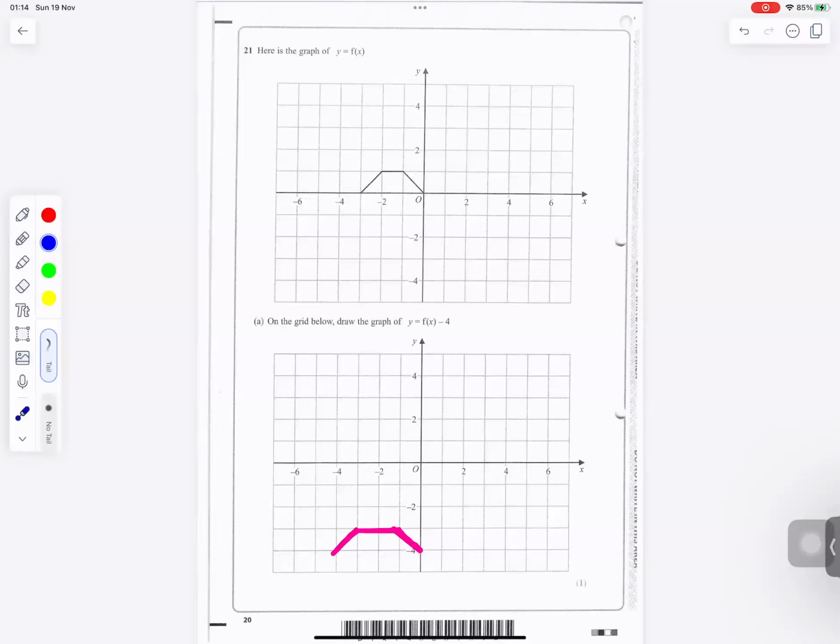Question 21. Here's the graph of y equals f of x. That's the graph there. They want you to, on the grid, draw the graph of y equals f of x minus 4. When you minus 4, you take it 4 steps down. 1, 2, 3, 4. So this is where it would be. It's gone down 4 steps. 1, 2, 3, 4. You draw it down there.